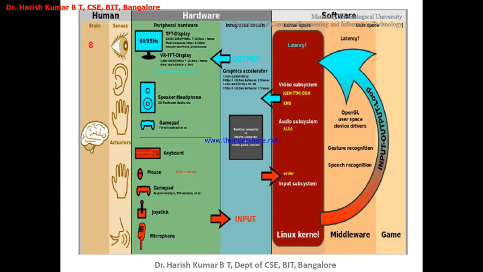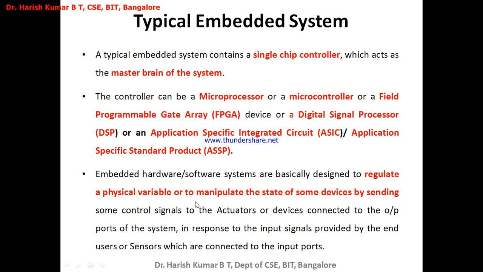Now here is a simple diagram using which you can understand. See the brain, the human brain I've shown here, which performs this task. What task? Monitoring the variable, then manipulating, and then sending some control signals, based on the manipulation it has made, to the actuators or the devices connected to the output ports of the system.